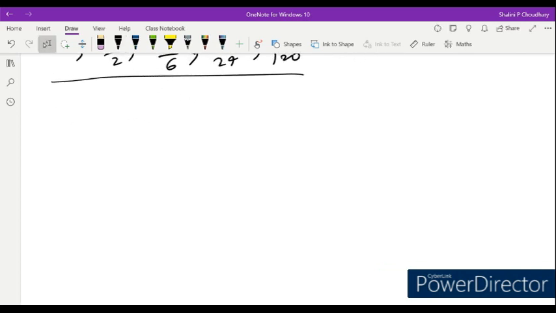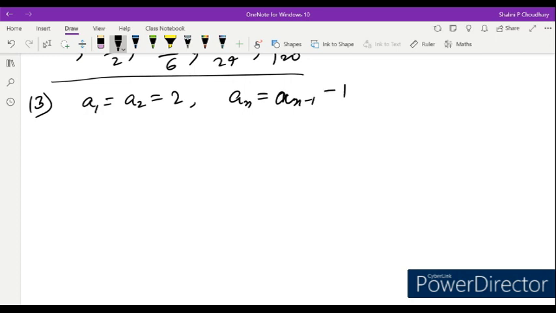Now next question, question number 13. a1 is equal to a2 is equal to 2, an is equal to an minus 1 minus 1, n greater than or equal to 2. So what we have to find out? We have to find out first 5 terms. So a1, a2 both are 2, a3 will be equal to a2 minus 1, that is 2 minus 1.